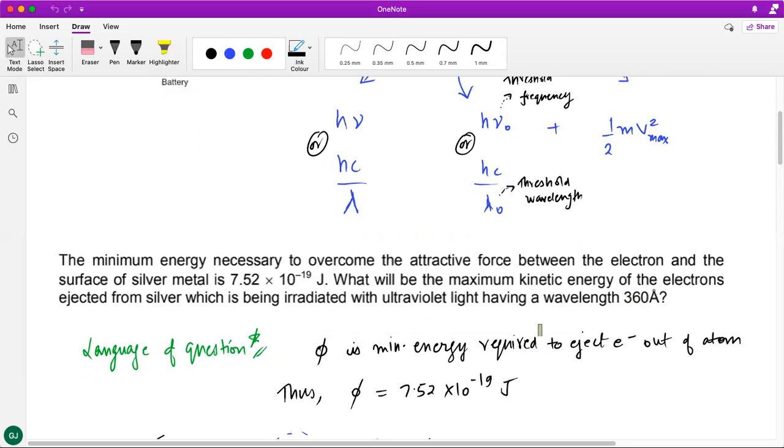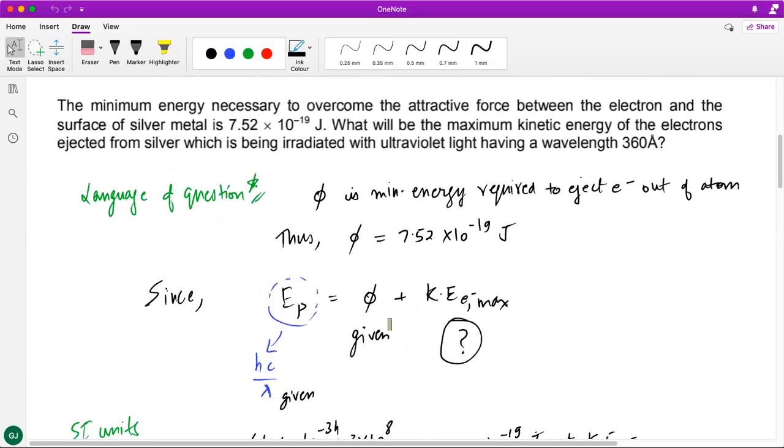So we return back to our original equation of photoelectric effect. We understand that phi is given to us, K max is being asked, and in terms of energy of photon, we are actually given the wavelength. So we go ahead and use the formula of energy of photon as hc by lambda.